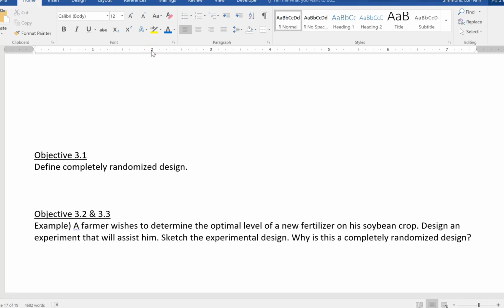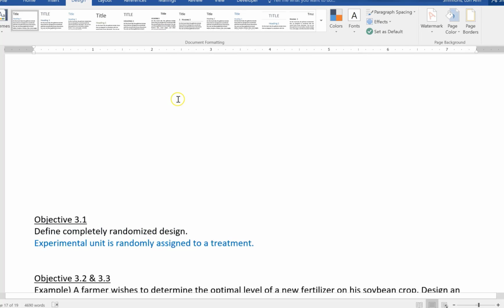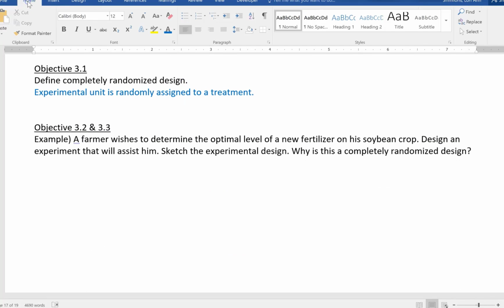Moving on to completely randomized design. The experimental unit is randomly assigned to a treatment. So a farmer wishes to determine the optimal level of a new fertilizer on his soybean crop. Design an experiment that will assist him. Sketch the experimental design. And why is this a completely randomized design?